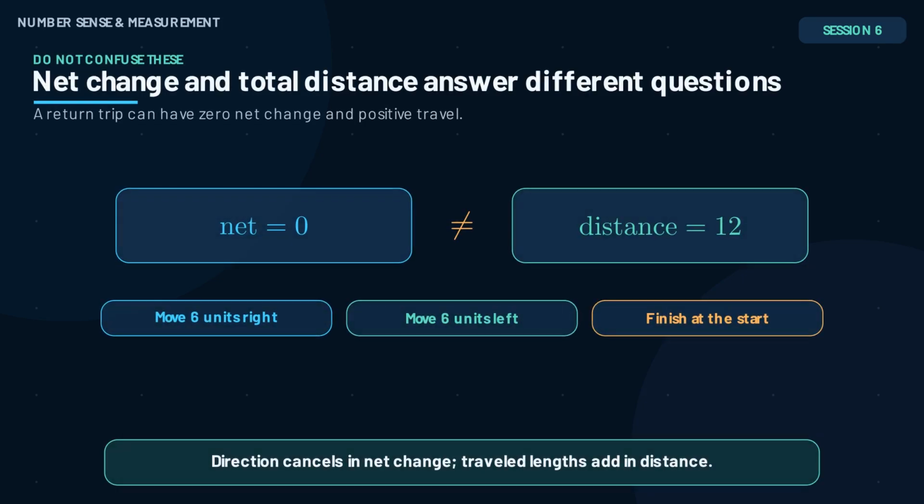Suppose you move 6 units right and then 6 units left. You finish where you started, so net change is 0, but you traveled 12 units in total. Direction can cancel in net change, while each traveled length contributes positively to total distance. Read the requested quantity before choosing an operation.